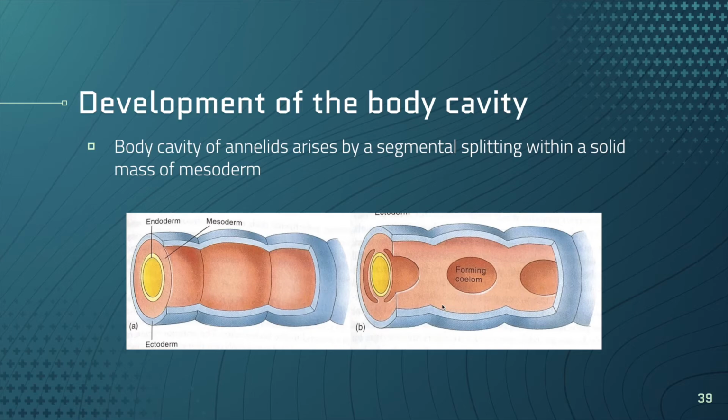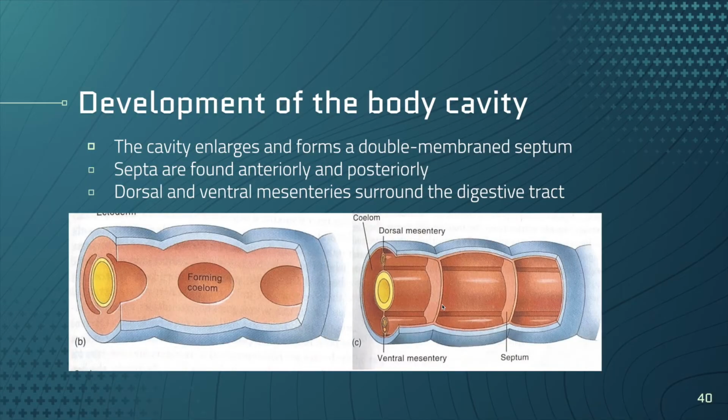In image B. By the time that we get to image C, we can see that the body cavity has enlarged and formed the septum. Each segment is characterized by the presence of an anterior and posterior septum, which will be readily observable when you conduct the earthworm dissection. Additionally, a dorsal and ventral mesentery surrounds the digestive tract, completing the coelomate body plan.